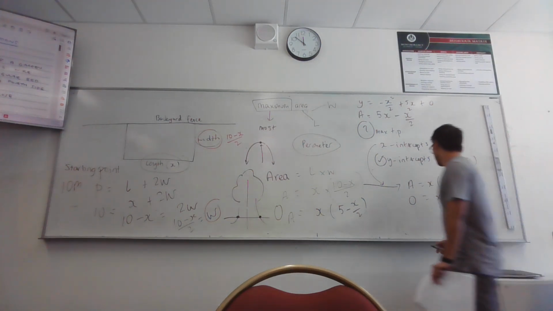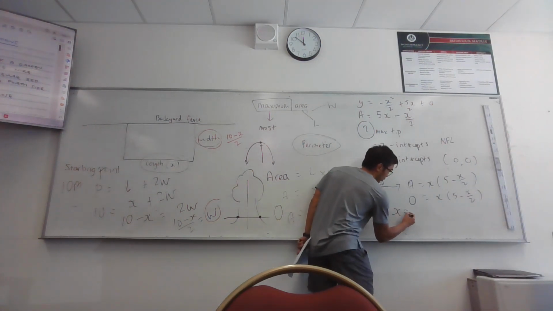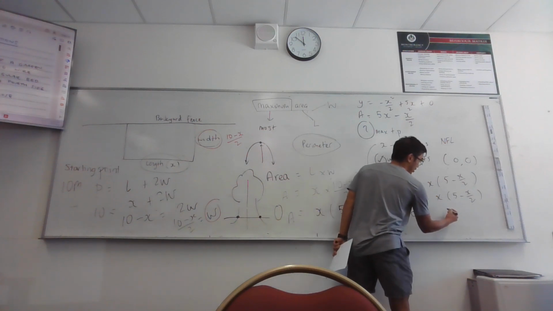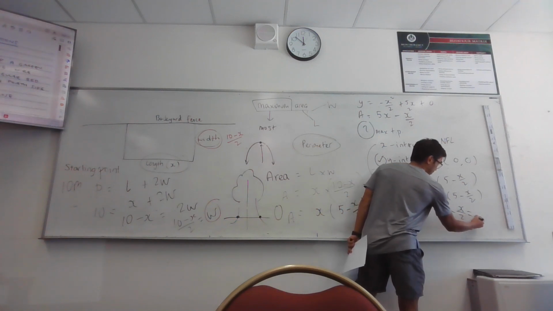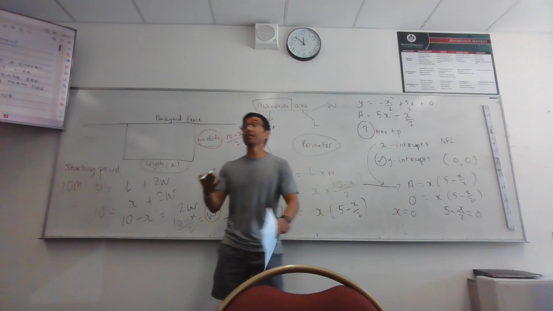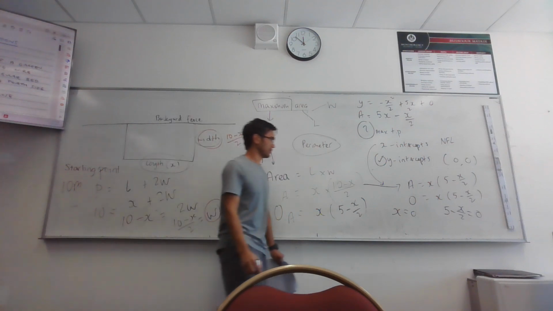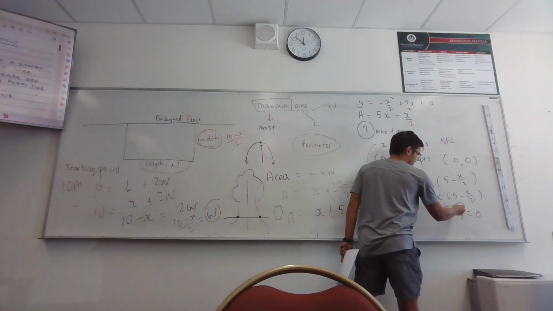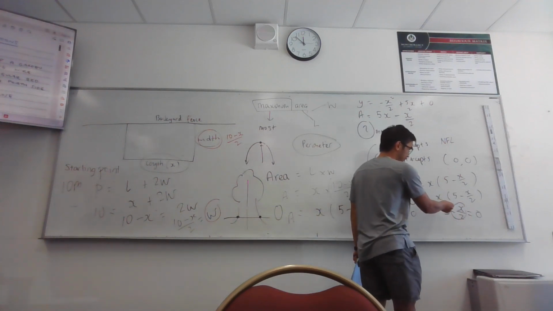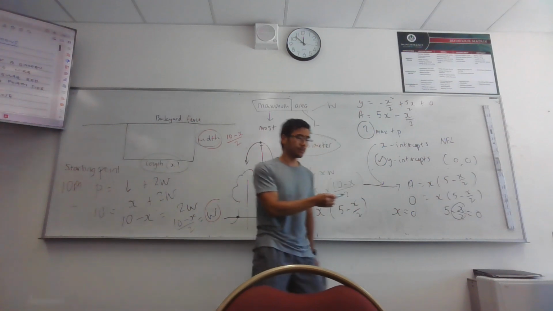If I have the null factor law here, my x equals 0, and what else is also equal to 0? We're applying the null factor law. If I have a negative x on 2, am I going to push the 5 over or the negative x over?